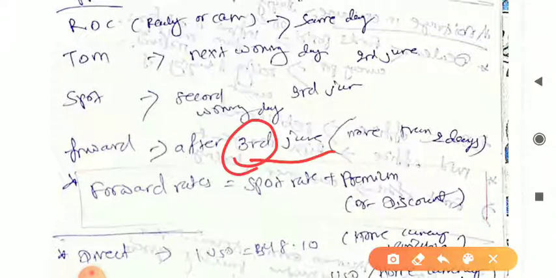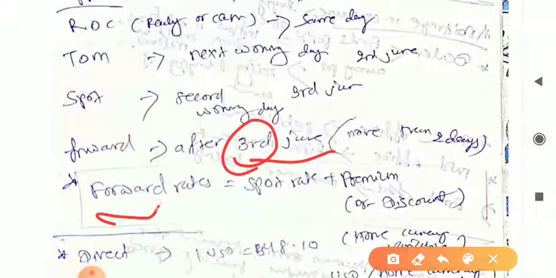The next one will be the forward rate. What is the forward rate? That is after 3rd June, more than 2 days, at any day. It may be the 3rd, 4th, 5th, 10th day, whatever the day. So that will be the forward rate. If we consider 1st June, then after 2 days that will be 3rd June, and beyond that is the forward rate.